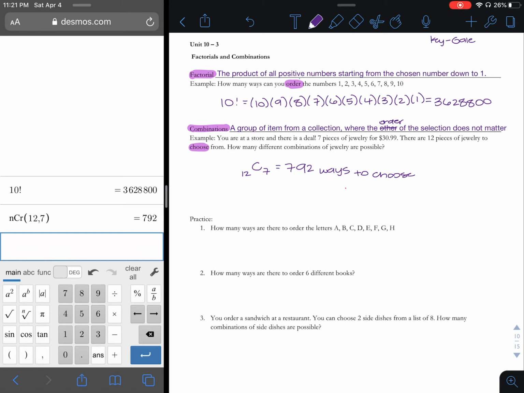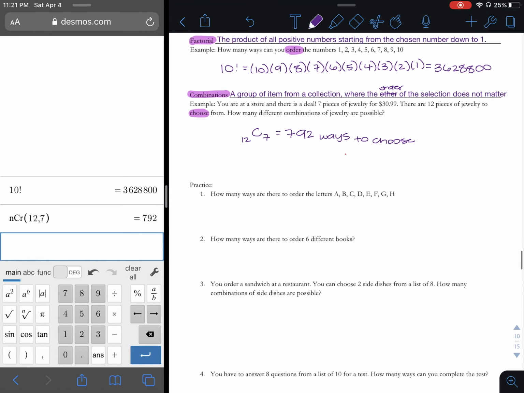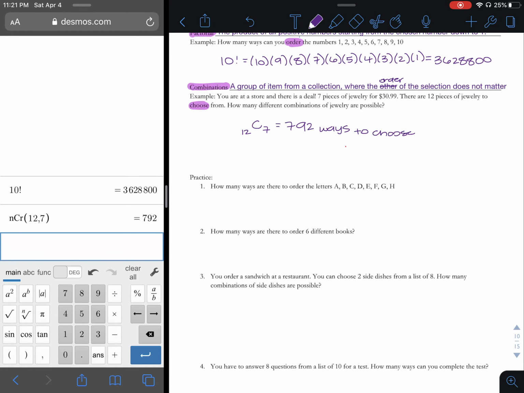Okay, so the difference with factorial is that in that case I'm multiplying the number that I have and working my way down, whereas a combination is different. Okay, so let's put this into some practice. So let's talk about the first practice. How many ways are there to order the letters A, B, C, D, E, F, G, and H?